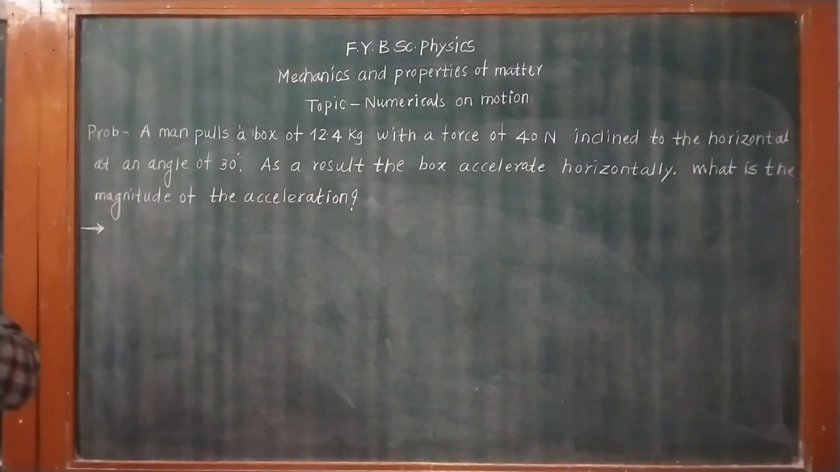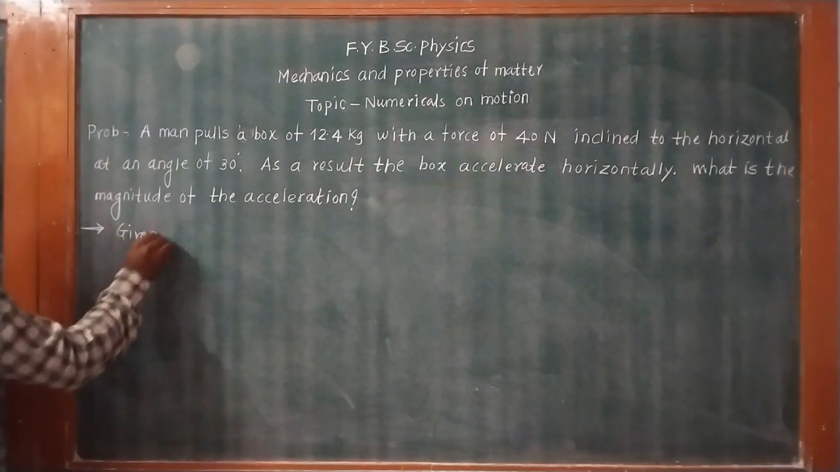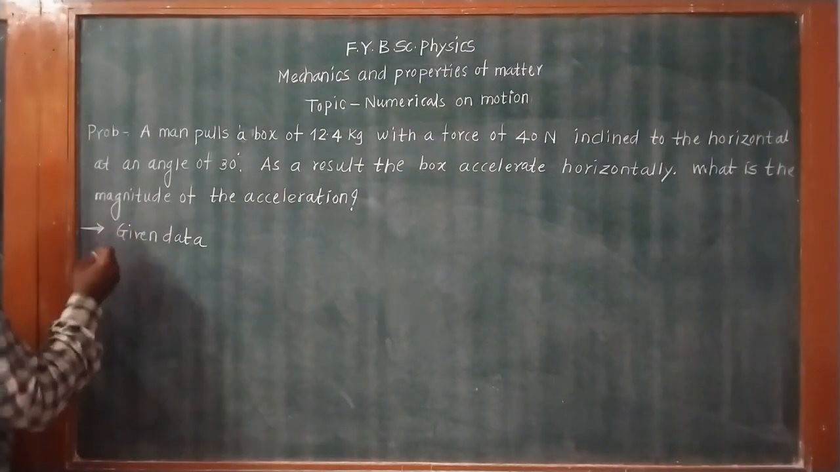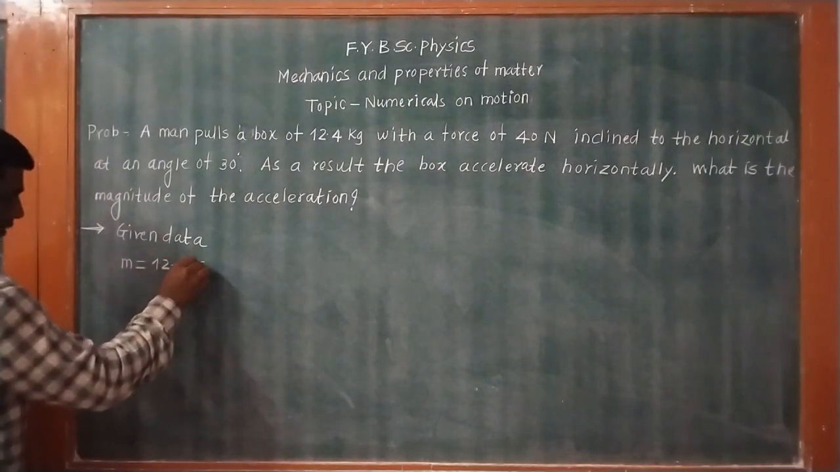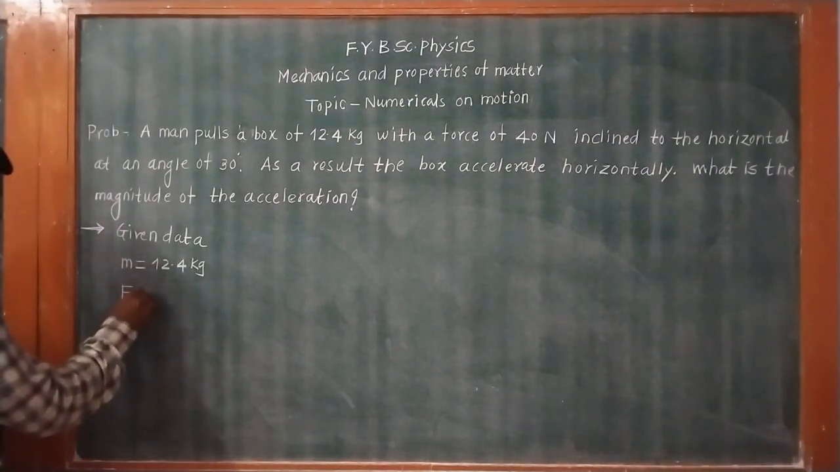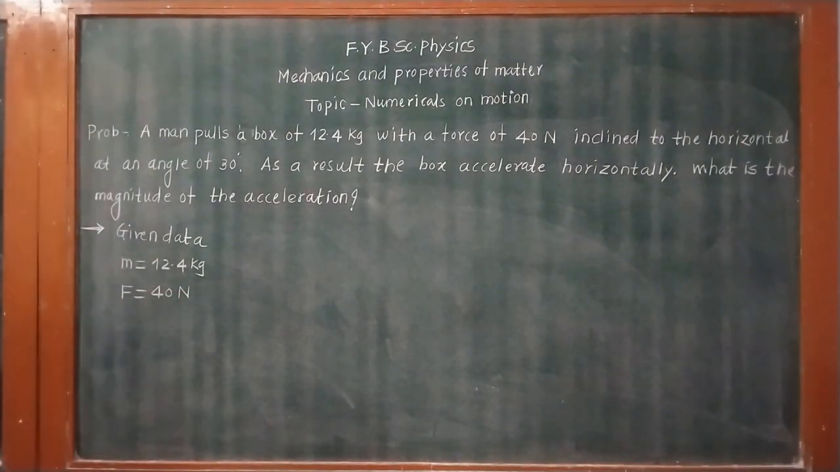First of all, we will try to understand what is given in the problem, then we will try to solve it. A man pulls a box of 12.4 kg. So what is given, that we will write first. Given data: mass is given, that is 12.4 kg. Force is also given, that is 40 Newton, inclined to the horizontal at an angle.